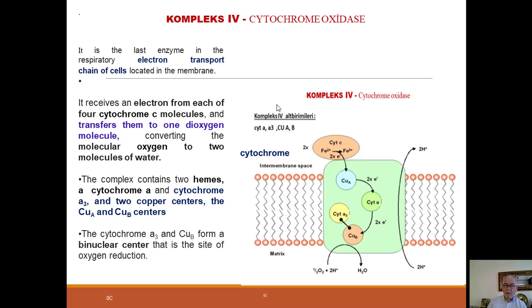And cytochrome c gives an electron to copper A, and electrons move to cytochrome a, then copper B, and copper B transfers electrons directly to oxygen and produces 2 molecules of water. Of course, we don't have an aim to produce water in the electron transport chain, and we want to produce ATP during all these processes.